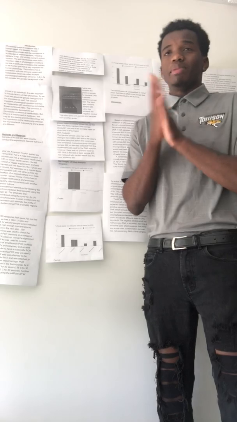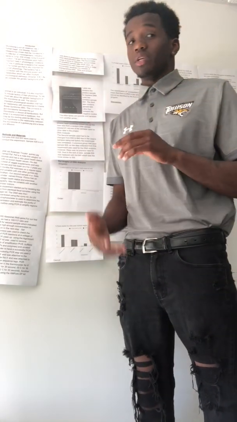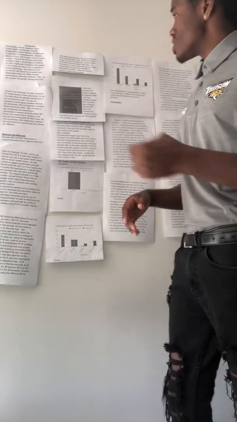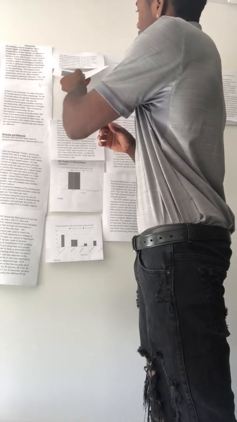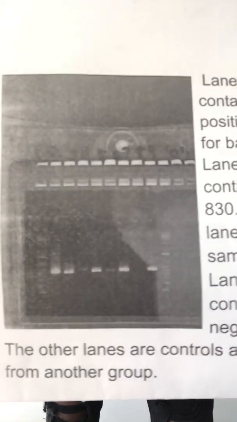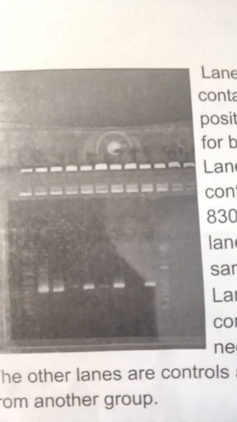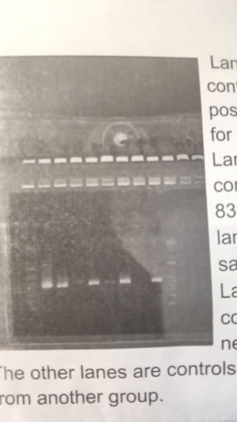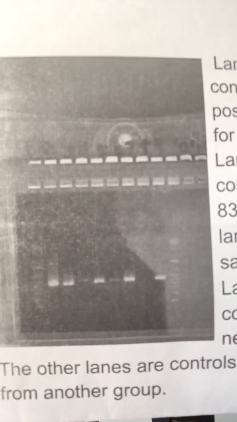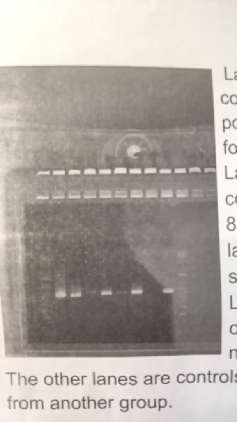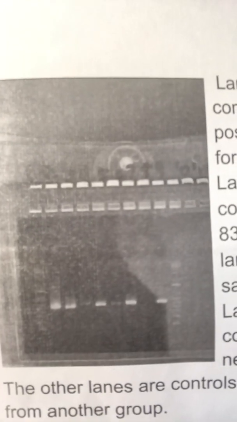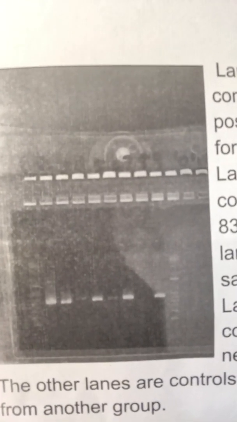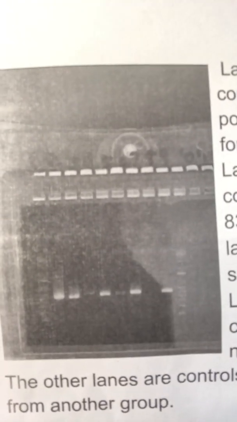So now I would like to talk about how our DNA was shown. I'm going to bring this a little closer, and you can see that lane 1 contains positive samples for bacterial DNA. Lane 2 contains sample 830, and lane 3 contains sample 620. Lane 4 contains the negative controls, and the other lanes are controls and samples from another group.